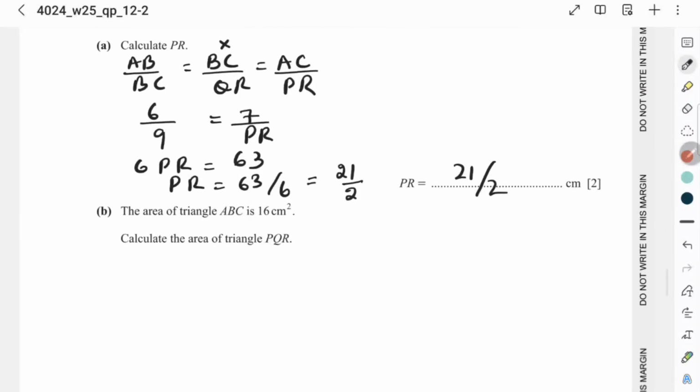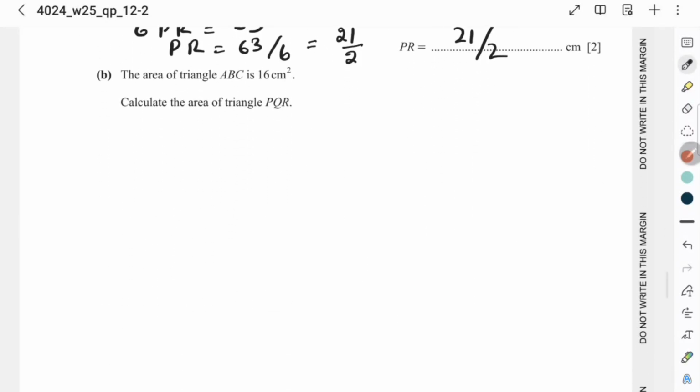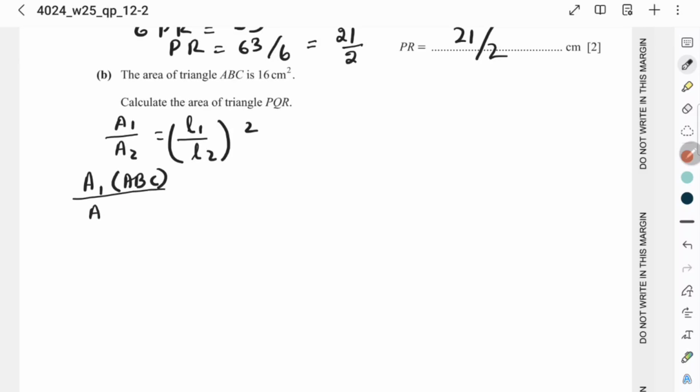Okay, now the next part, the area of triangle ABC is 16 square centimeters. Calculate the area of PQR. So you know that in similarity, A1 upon A2 is equal to L1 upon L2 whole squared. If I'm taking A1 as ABC and A2 as PQR, then L1, I can take as AB and PQ, which is already there. And AB and PQ is 6 over 9.